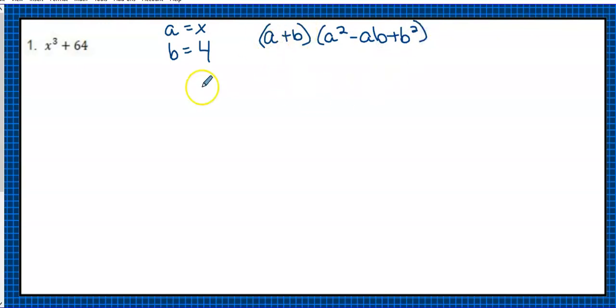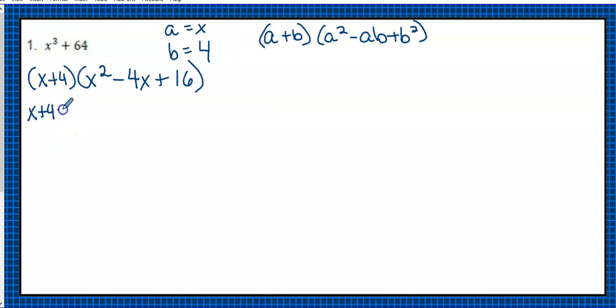Okay, so a plus b is my binomial, so x plus 4. A plus b is x plus 4. And then my trinomial is going to be a squared, which is x squared, minus a times b, which is 4x, and then plus b squared, which is 16. Okay, so now what I have is one factor that I can set up equal to 0.